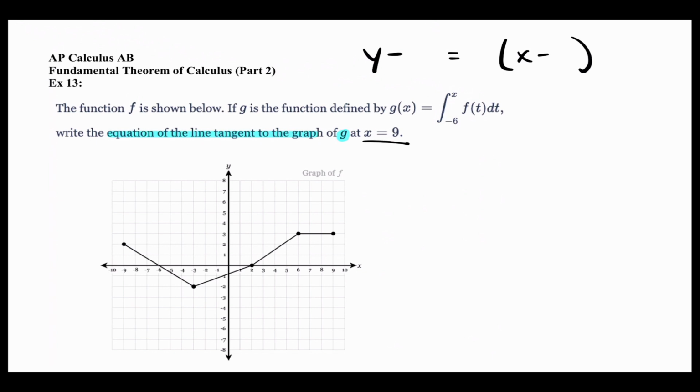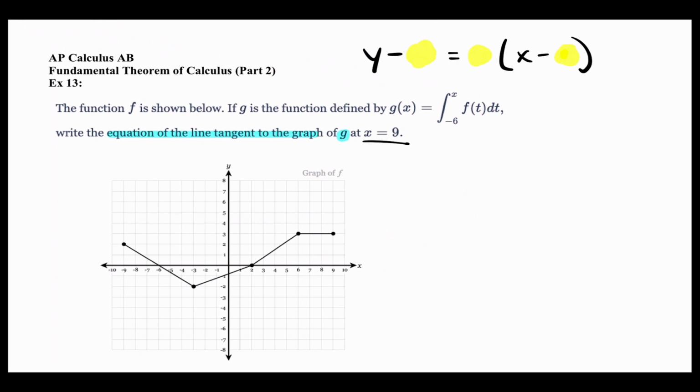So I put the y minus y1 equals m, x minus x1. We have to fill out those things. Those are the three things we need to fill out for the equation of a line. Okay? So if we need an equation of a line, we need three things. I need an x-coordinate, I need a y-coordinate, and I need a slope. Three things.